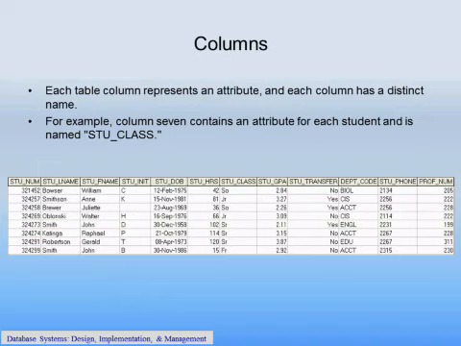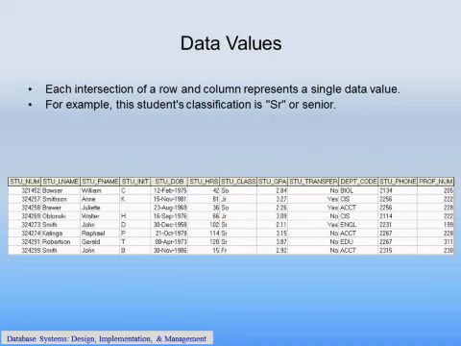Each table column represents an attribute, and each column has a distinct name. In this example, the seventh column represents the student classification for each student and is named Stu Class. No other column in the table can have that exact same column name. Each intersection of a row and column represents a single data value. For example, this student's classification is SR, or Senior.